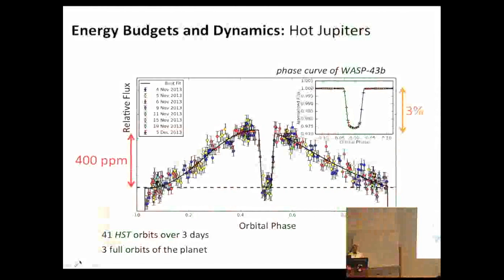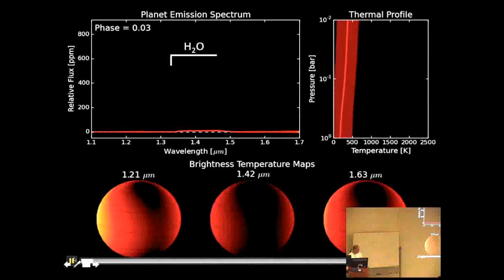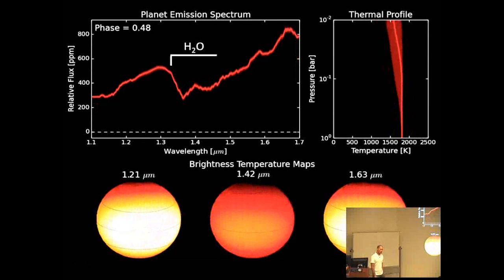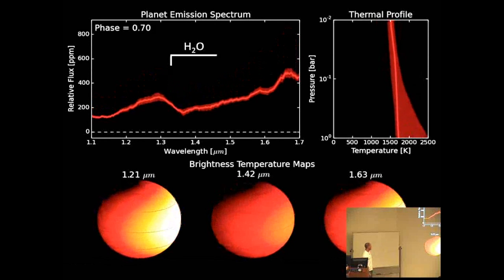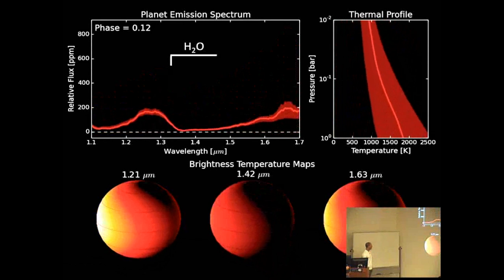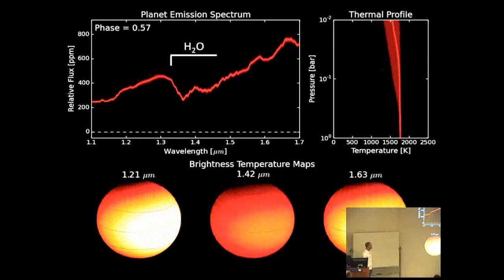That didn't work. Which is illustrated here by this movie. And I want to say this is not a theoretical prediction. This is a movie based on real data. It's been smoothed, but we have something like 15 points in wavelength and 15 points in orbital phase. And so we smoothed to make this movie.